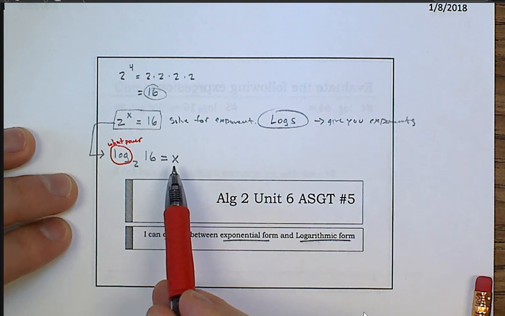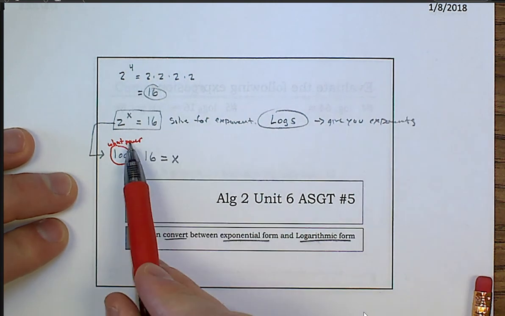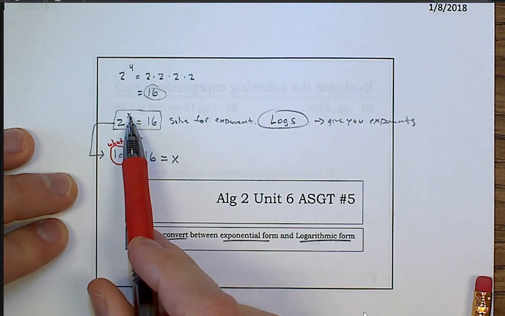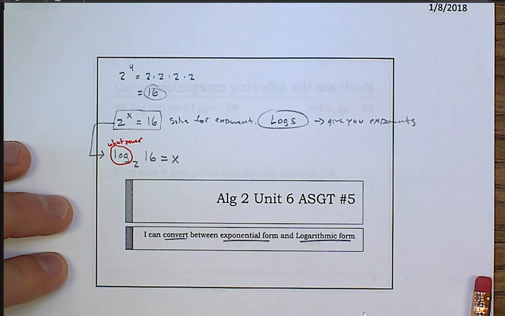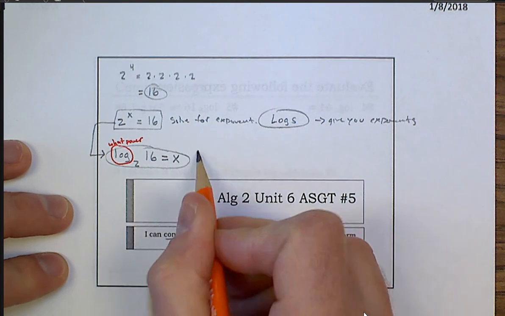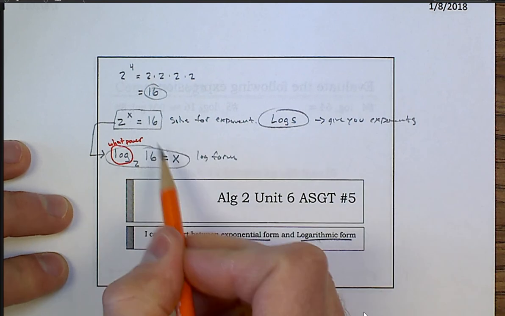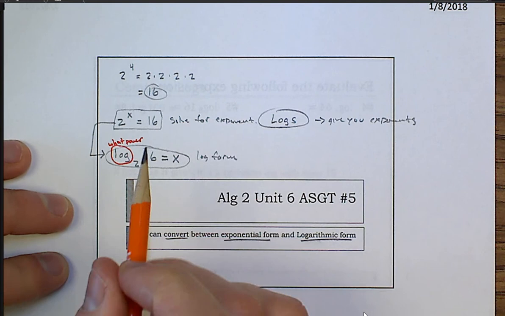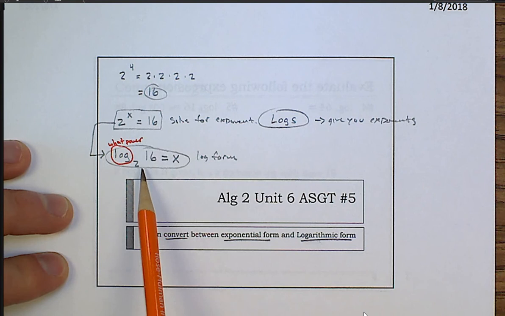And whatever that answer is, we already know it's 4, right? We know it's 2 to the 4th, so 4 would go there. What power on 2 gives you 16? That's essentially what we're going to be doing today. This would be considered logarithmic form. Let's put log form. This is exponent form. This is log form. So at the end of the day, what you're going to be asked to do is take something in exponent form and turn it into log form, but also go the other way: take something in log form and go into exponent form.